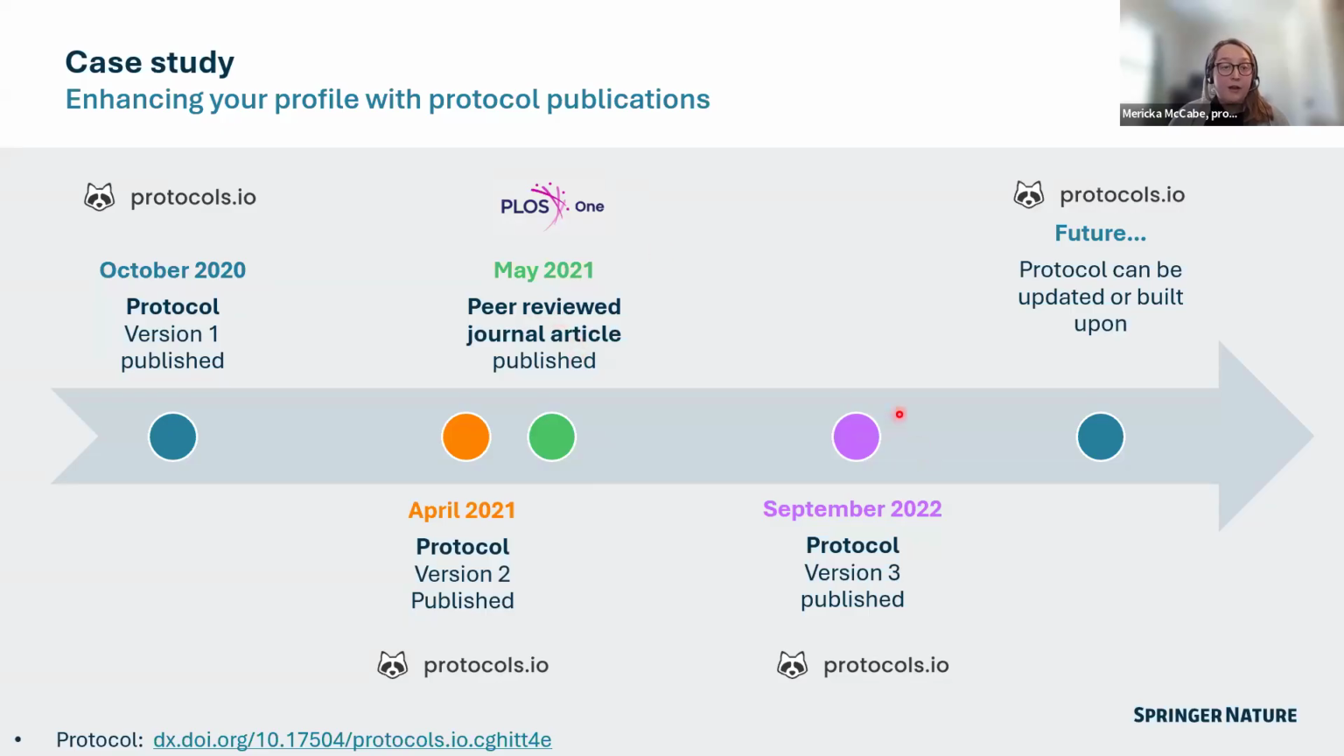Over a year after that article was published, the author made additional changes to the protocol to further improve it and was able to publish version 3 on protocols.io. And now anyone who goes and views the PLOS One article and is linked to the protocol on protocols.io will be informed that there's a new version that they can view and see what changes were made and have that new and improved protocol without the author having to go and publish another manuscript and another manuscript. And in the future, that protocol can be updated or built upon at any time.